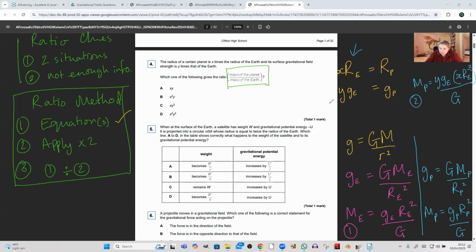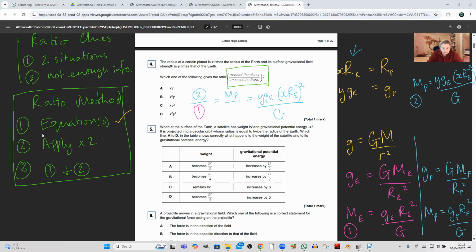And because I want the mass of the planet on the top, I'm going to do 2 divided by 1 instead of 1 divided by 2. Now I'm making a meal of this, but I want you to be aware of how to do this. And once you've got it, you'll be able to do them all. Right, so this is mass of my planet, and that is equal to, let's make it look like a proper g, shall we, y g_E, and then x R_E, all squared over big G.